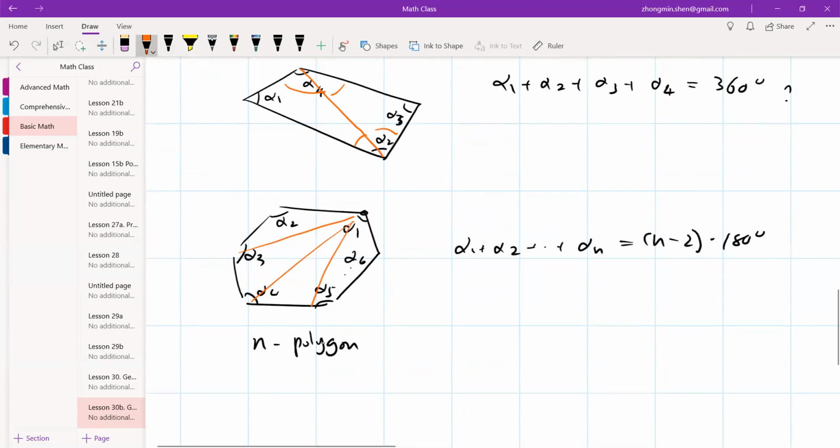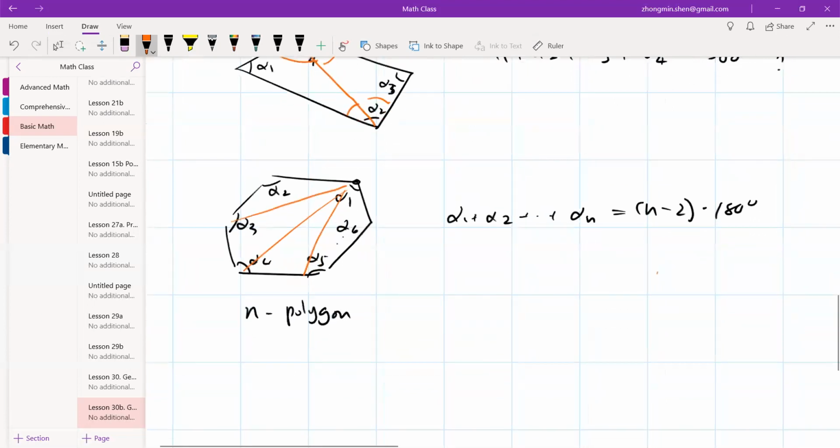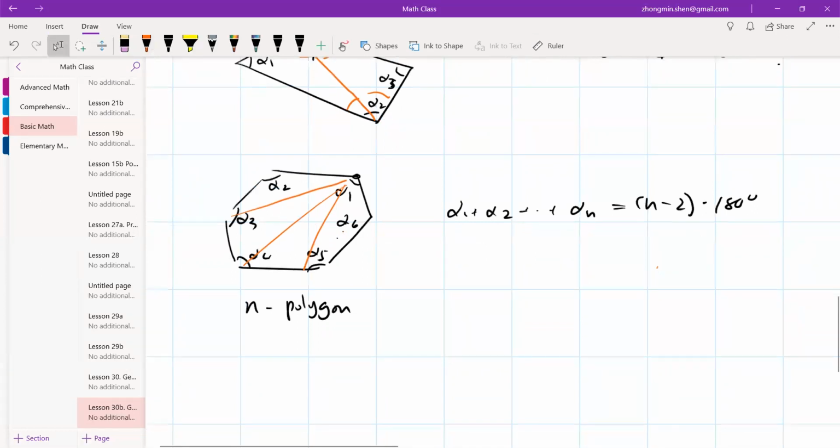So you get 4 triangles. If there are 6 vertices, you can get 6 minus 2 triangles. That's the reason the sum of all the interior angles is going to be n minus 2 times 180 degrees. Okay, so it's great. We got this formula. So let's look at the following problems.